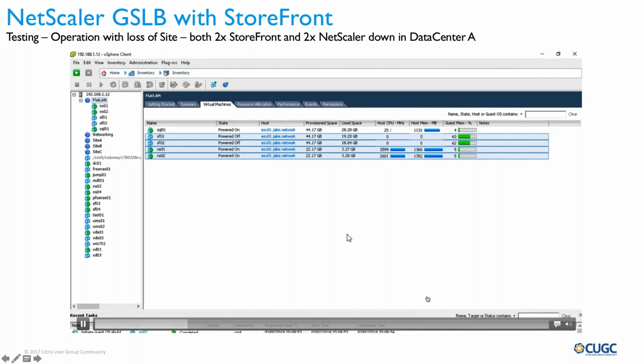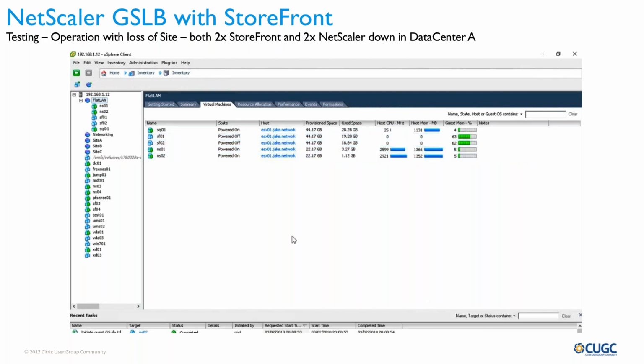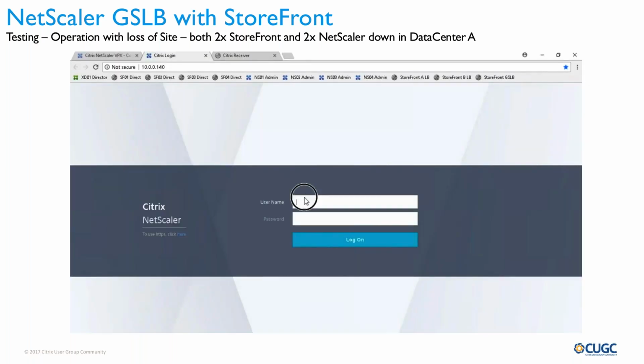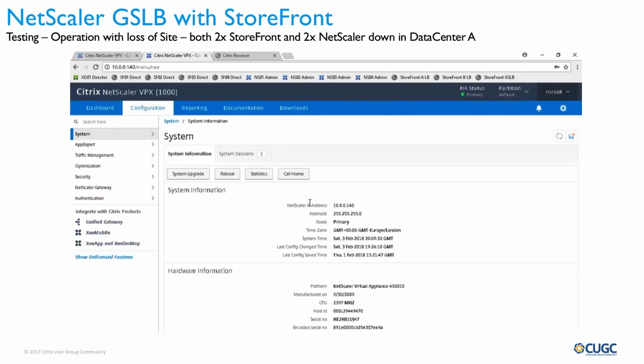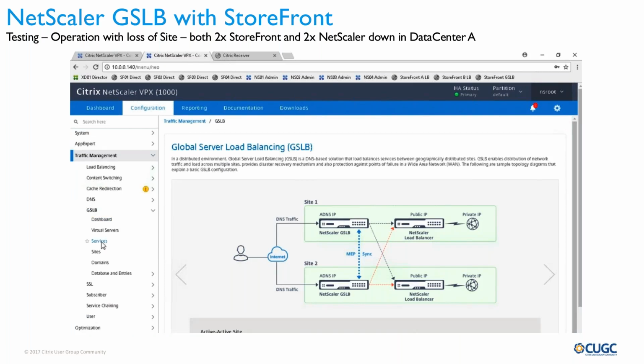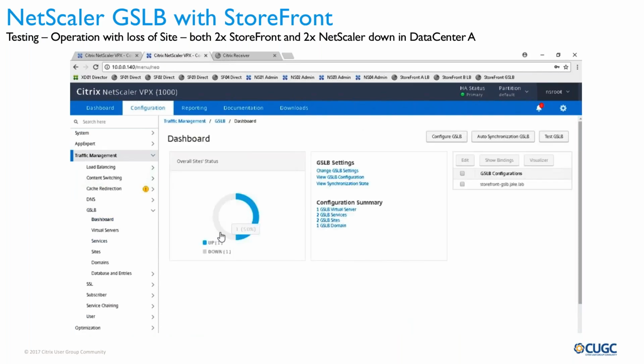Once those are down, we'll just do a demonstration to show what actually happens. So you can see now, if I log into the NetScalers, so this is the NetScaler, the active node of the NetScalers in site B. So we'll just have a look at what this actually means in terms of our services. So you'll notice now that one of the sites is marked as down.